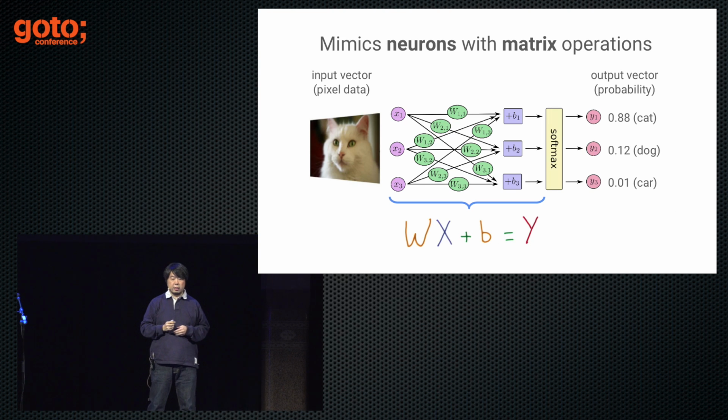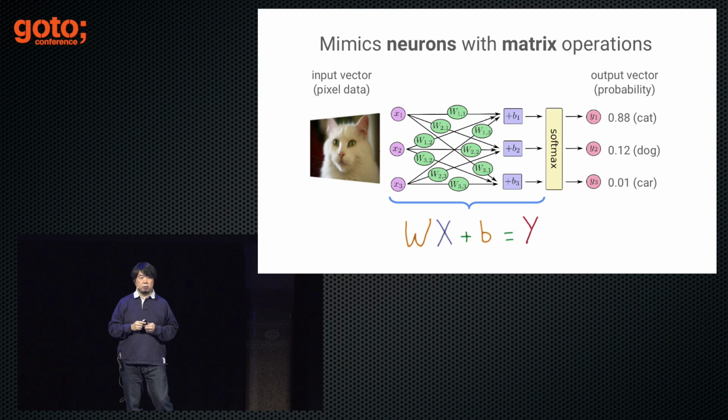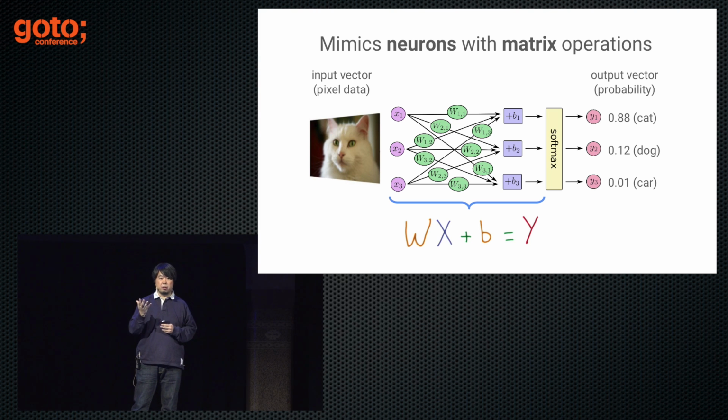It's designed to mimic the behavior of neurons inside human brains by using matrix operations. Actually, it does very basic matrix operations only. There's no sophisticated or fancy mathematics going on. Everything you do with neural networks is the matrix operations you have learned at high school.